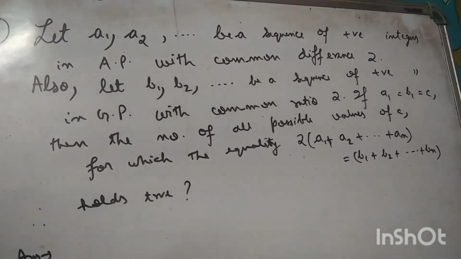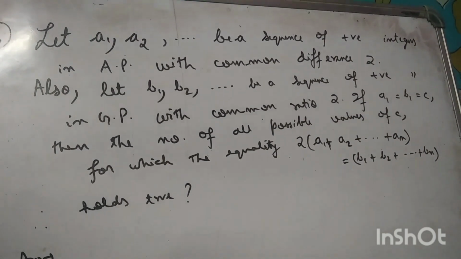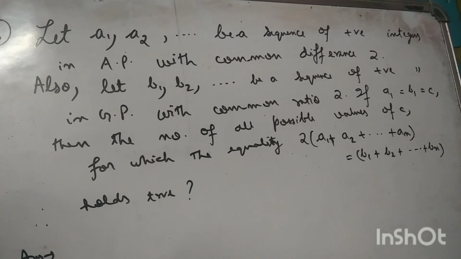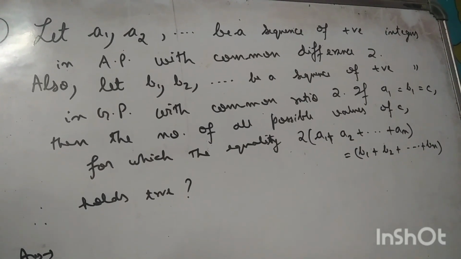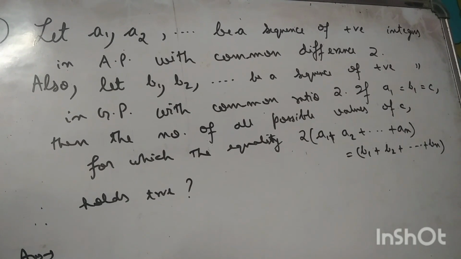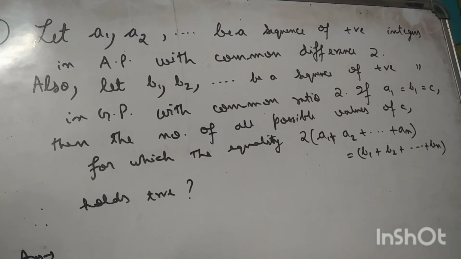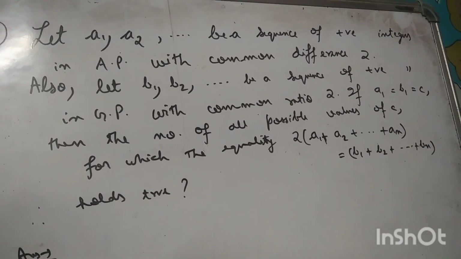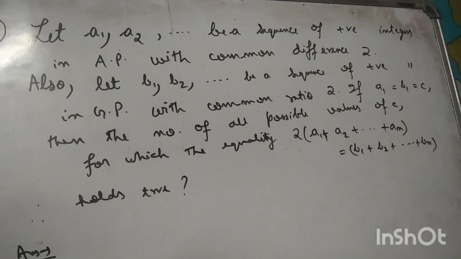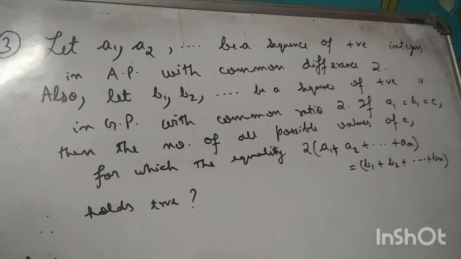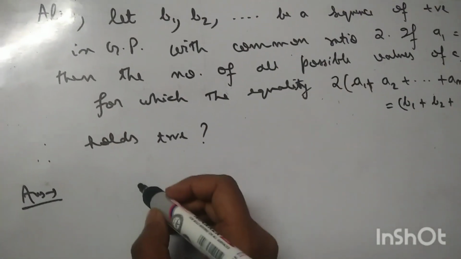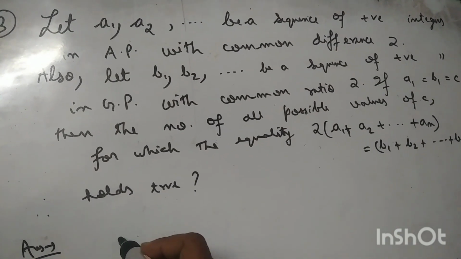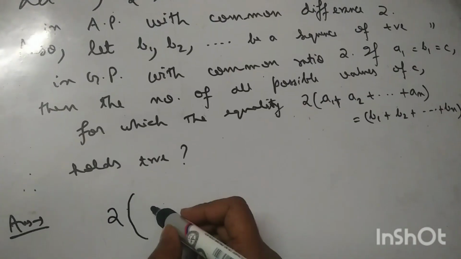Let A1, A2 dot dot dot be a sequence of positive integers in AP with common difference 2, and B1, B2 be a sequence of positive integers in GP with common ratio 2. If A1 plus A2 plus dot dot dot plus An equals B1 plus B2 plus dot dot dot plus Bn equals C, then the number of all possible values of C for which the equality holds true, right? So what we'll do is, we have this equality, right?